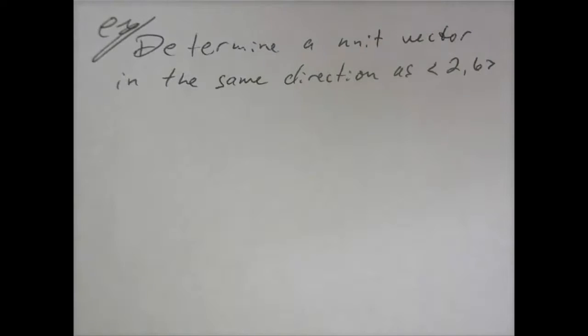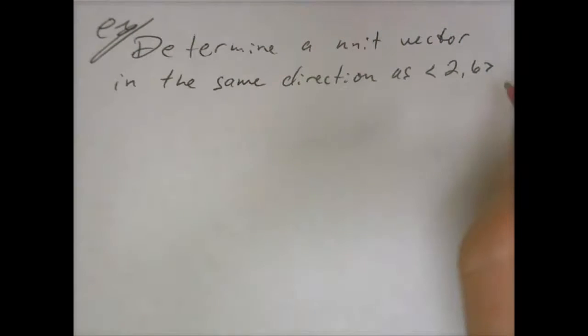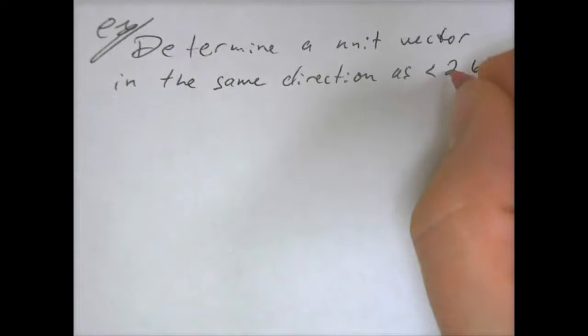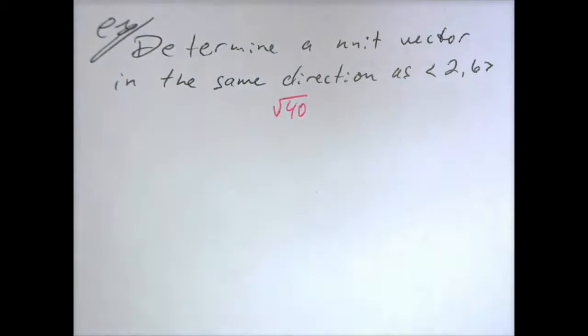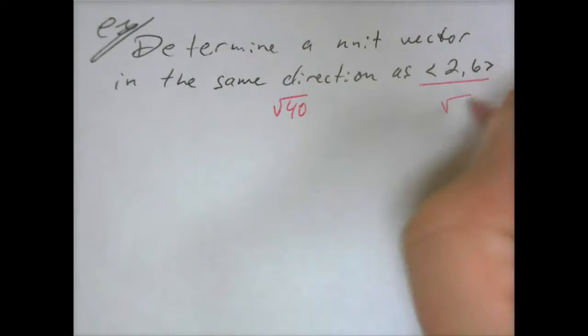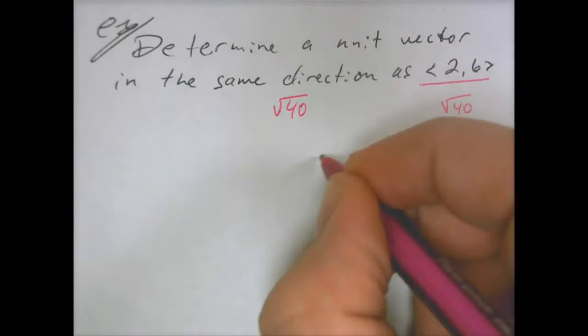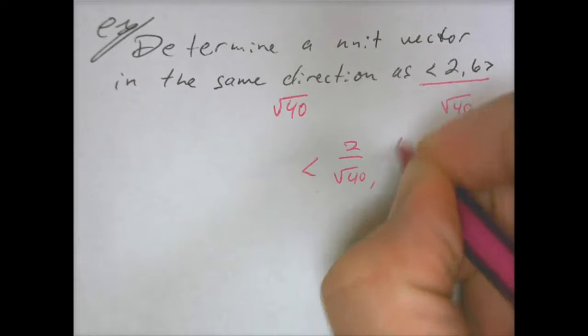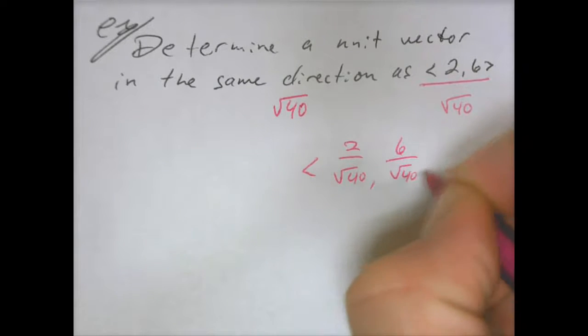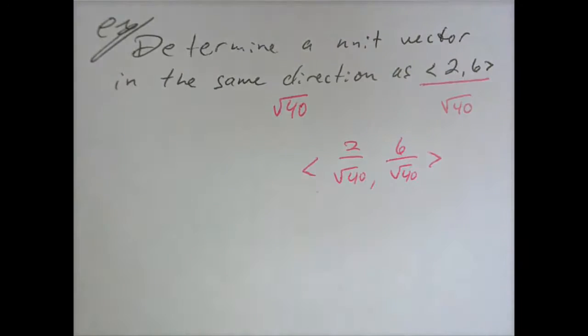So here we go. Determine a unit vector in the same direction as this given vector. In order to find the magnitude, I would have 2 squared is 4, 6 squared is 36, so 4 plus 36 is 40. So I'll take the square root of that. And all I'm going to do is just divide it by its own magnitude. And so I have the vector 2 divided by root 40 and 6 divided by root 40. And there would be your unit vector.